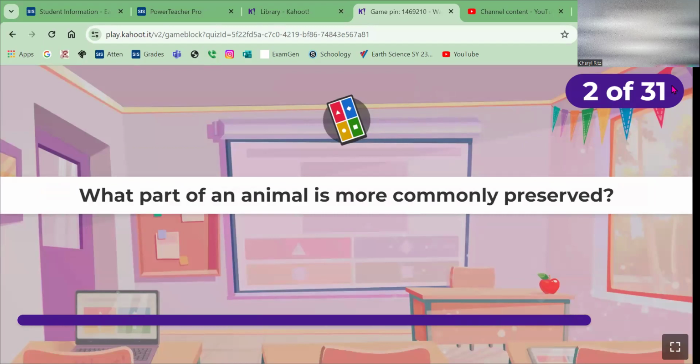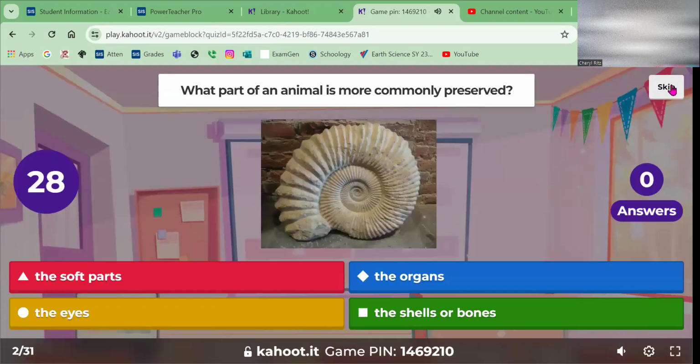We never really talked about this, but I bet you can figure it out. Which part of the animal is preserved in a fossil? Usually it's soft. Yeah, like the eyes, probably. Actually, it's the organs. Chat, it's green. Any answer except green, right? Yep.